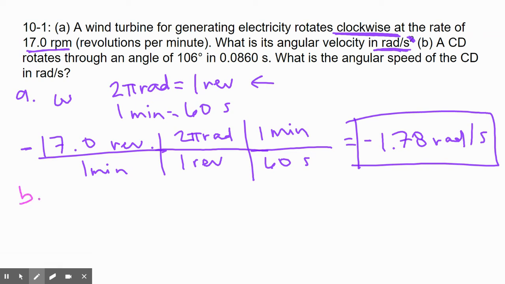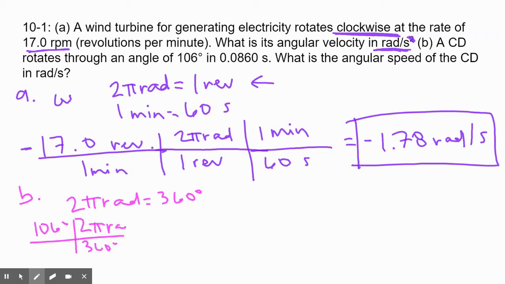Okay, now part B. And I switched colors. In this problem, we have been given degrees. And again, if you remember back to the concept video, we are going to want to use radians in our calculations. So the first thing we should do is convert degrees to radians. Well, 2 pi radian is equal to 360 degrees. So if we convert that, it's 106 degrees. And then we put 2 pi radian on top. And we find 1.85 radian.